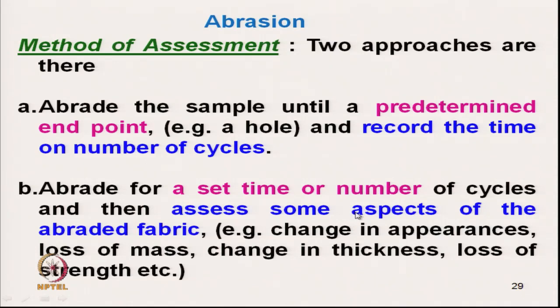So, we have a set time, say for 1 hour we will abrade, or say 1000 cycles we abrade, then assess the characteristics of the fabric, such as appearance, loss in mass, change in thickness, loss in strength, and compare with the standard unabraded fabric. So, we can calculate the percentage change. So, these two approaches we can actually perform.